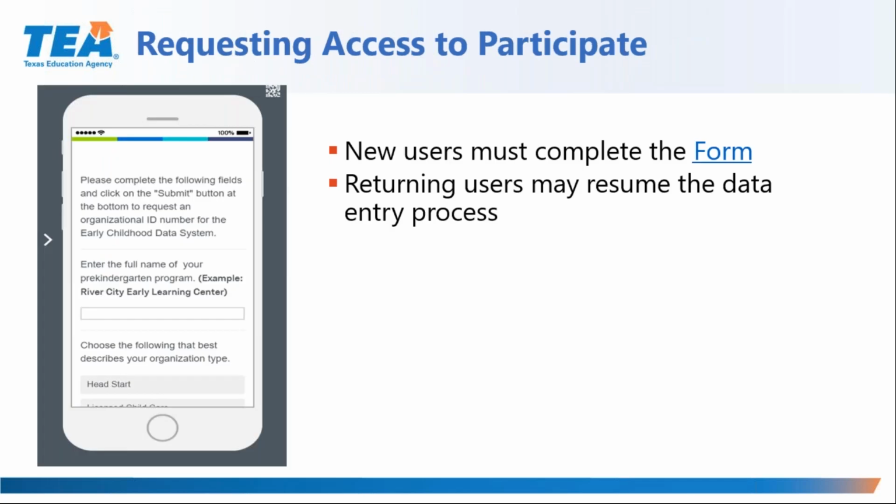So any new private provider must complete a private pre-kindergarten participation form. This includes the program name, the DFPS childcare license number, the address, director information. Once this has been completed and approved, the user will receive an organization ID and then may begin the next steps of the data entry process. If you're a returning user, then they would not have to complete this step and may move right towards the data entry process and TEAL access if there's any additional changes within that. So new users have to go through this initial form in order to get an organization ID.